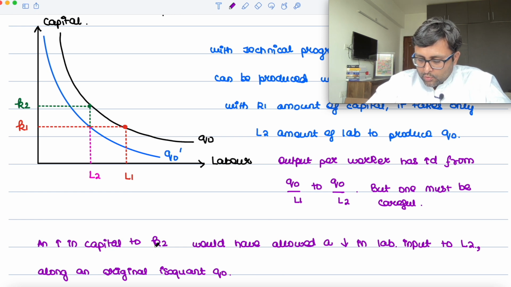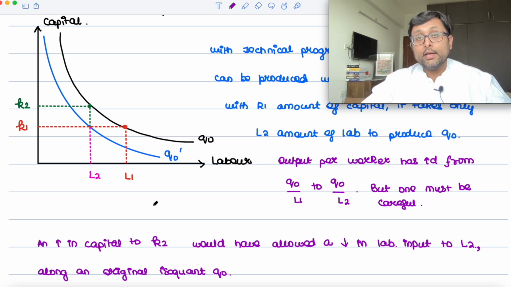Along an original isoquant Q naught, output per worker has increased. But this is not a technological progress. Technological progress would be, given the amount of inputs, you should be able to produce more, or given the amount of output, you should be able to reduce the amount of input usage.